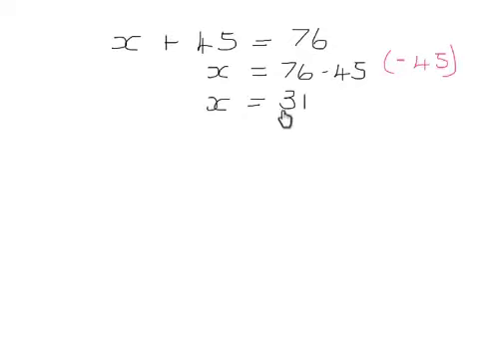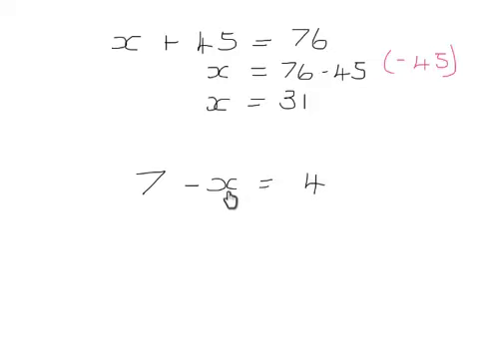I'm going to take my 31, put it back into my equation. 31 plus 45 equals 76. I'm always going to do that check. Sometimes we can't solve the equation in one step, like in this example. So 7 minus x equals 4. In this example, I have got a minus x, and when we're dealing in minus numbers, that gets confusing.